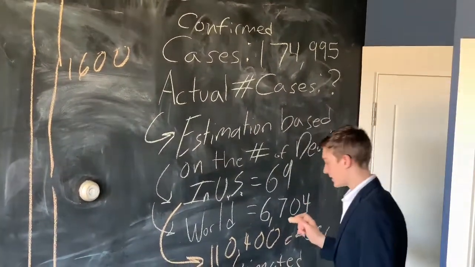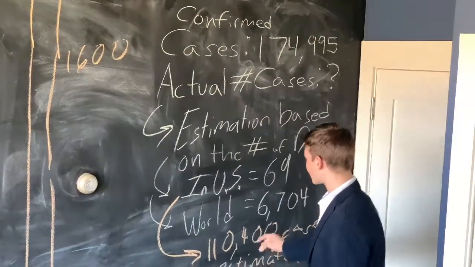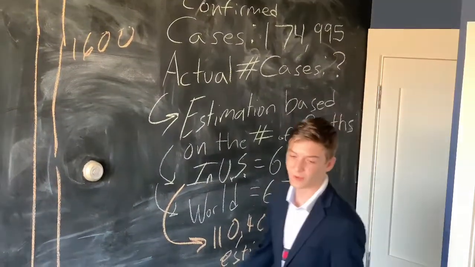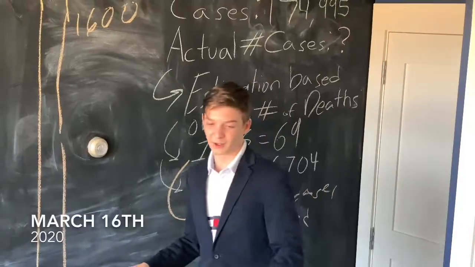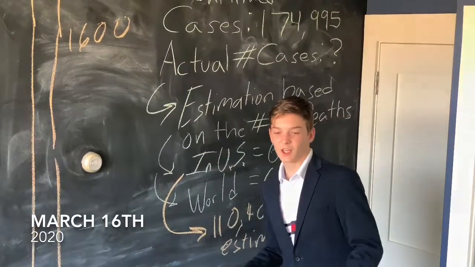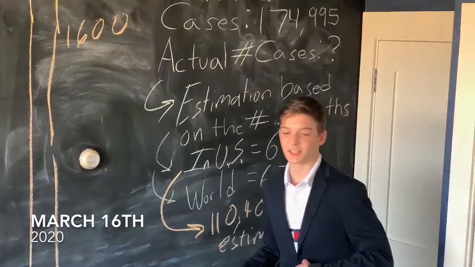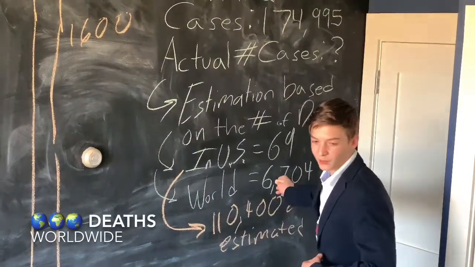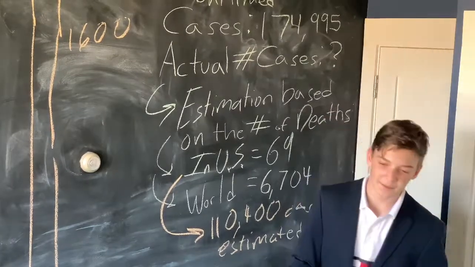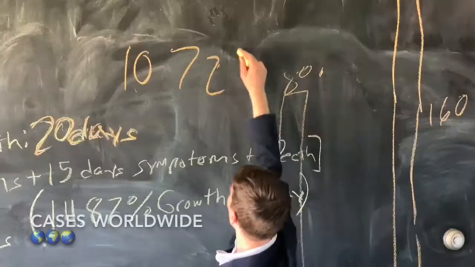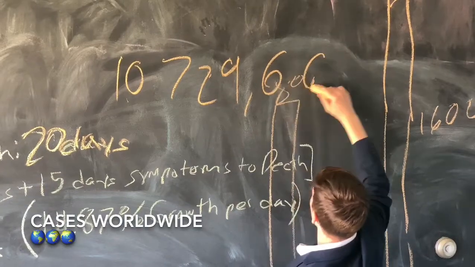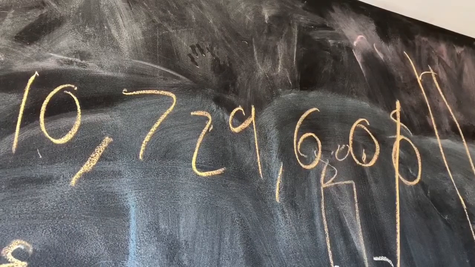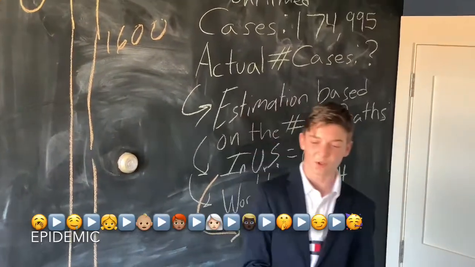This is surprising since there are 174,995 cases confirmed. And now this is what we think could be just in the US. That's the world. This is just in the US. And now let's go to the world. At the time that I'm videoing this, on March 16th, 2020, there are 6,706 deaths worldwide. We have that number right here. That there are about 10,729,600 cases worldwide. That's a very extensive number, but many of them don't even know that they're carrying the virus.